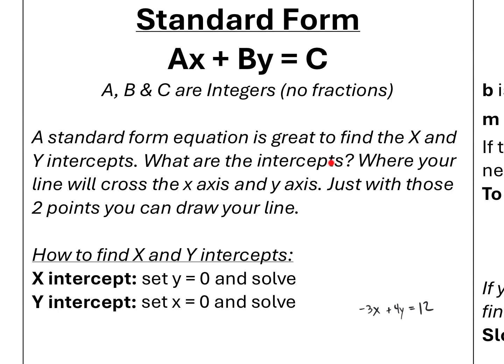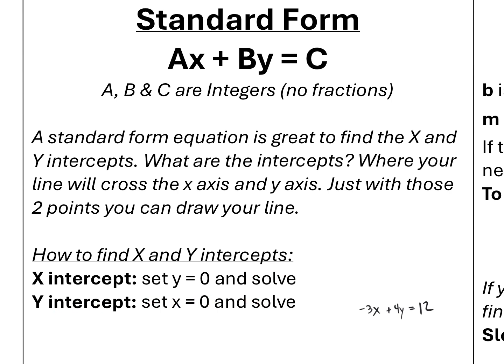What the heck are the x and y intercepts? It's where your line will cross the x-axis and where it crosses the y-axis. Just with those 2 points, you could draw your line. Okay, now how do you find the x and y intercepts? Well, to find the x-intercept, you set y equal to 0 and solve. To find the y-intercept, you set x equal to 0 and solve.